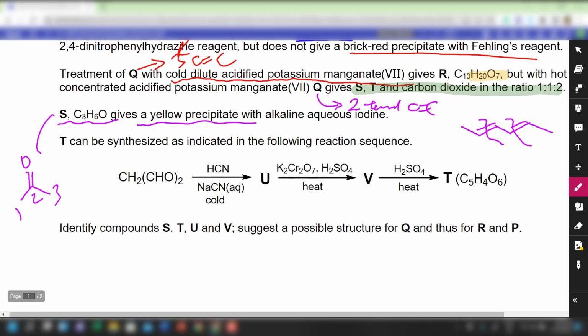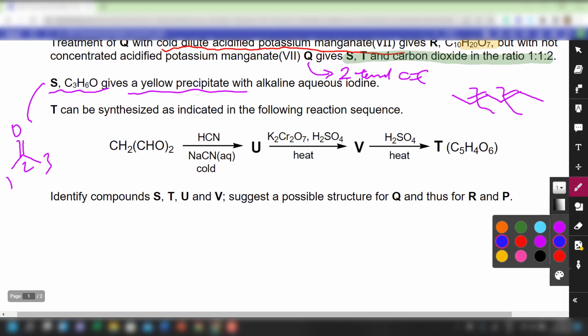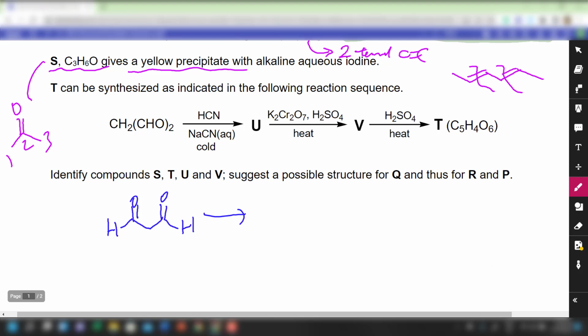And for fragment T in this particular question, they made it much easier for you. They tell you how T can be synthesized, so you need to know your chemistry very well. Let us go through the synthesis. The synthesis begins with a dialdehyde. It undergoes cold conditions, HCN with trace NaCN, and gives us U.